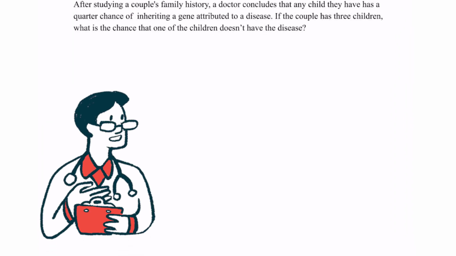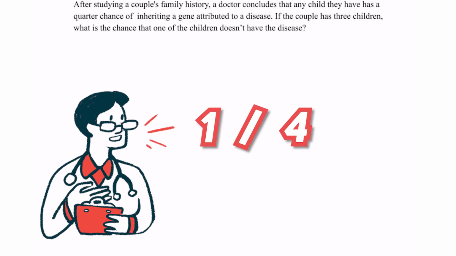Hello, my name is Zakaria and I'll be showing you how you can use combinations to solve problems with probability. After studying a couple's family history, a doctor concludes that any child they have has a quarter chance of inheriting a gene. If a couple has 3 children, what is the chance that one of them doesn't have the disease?